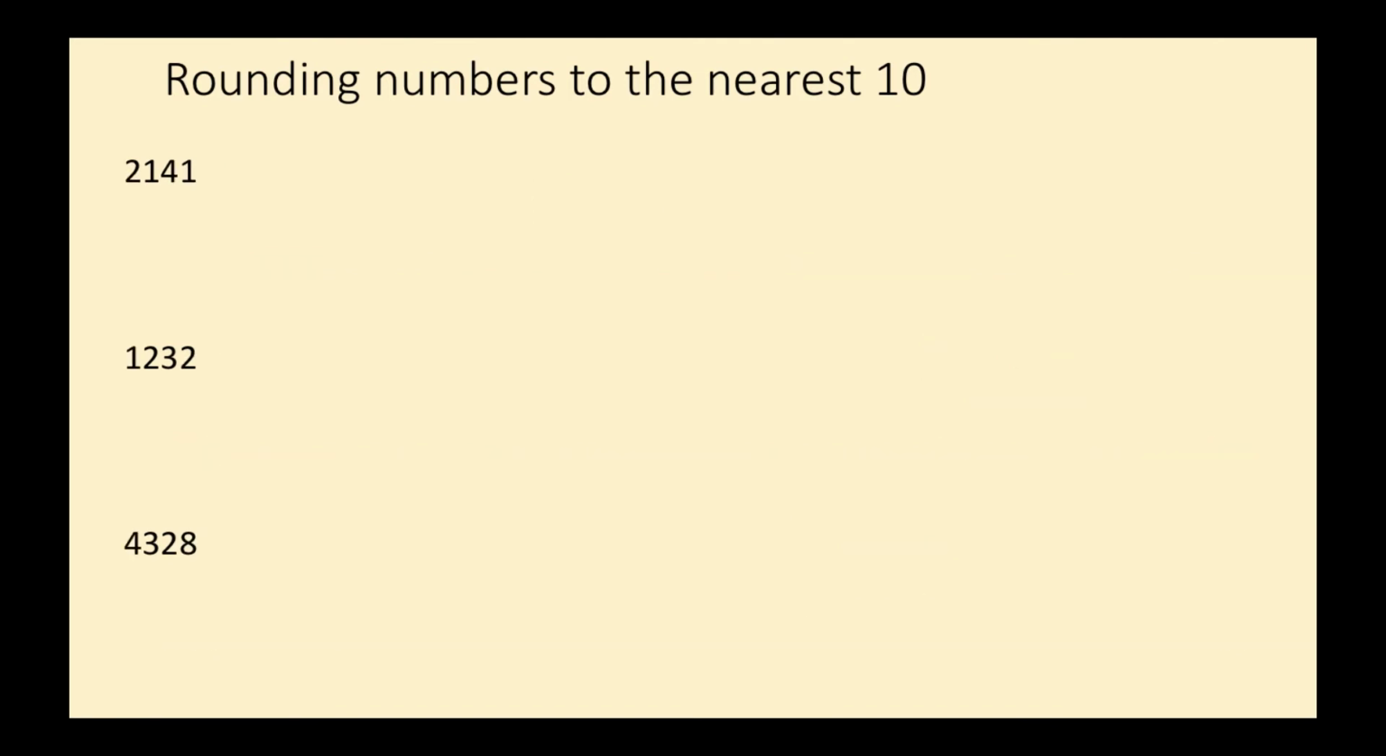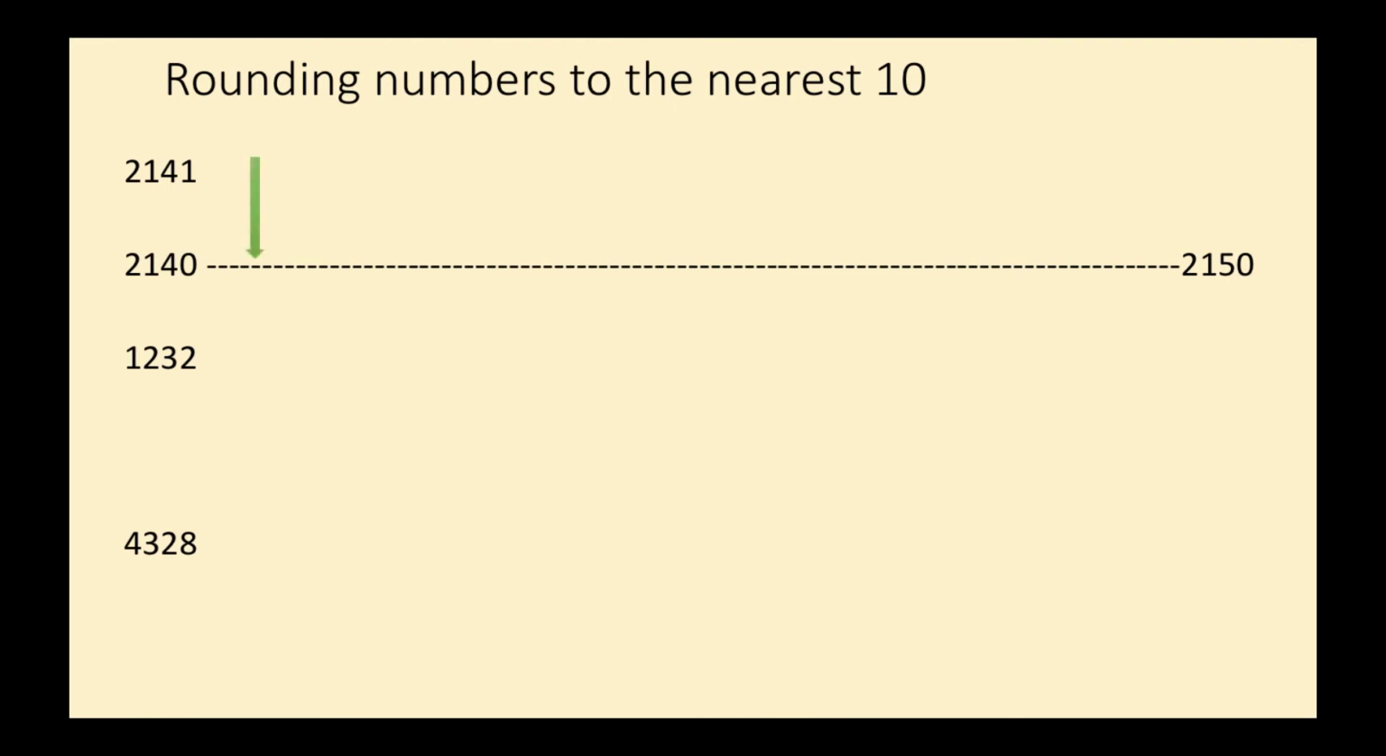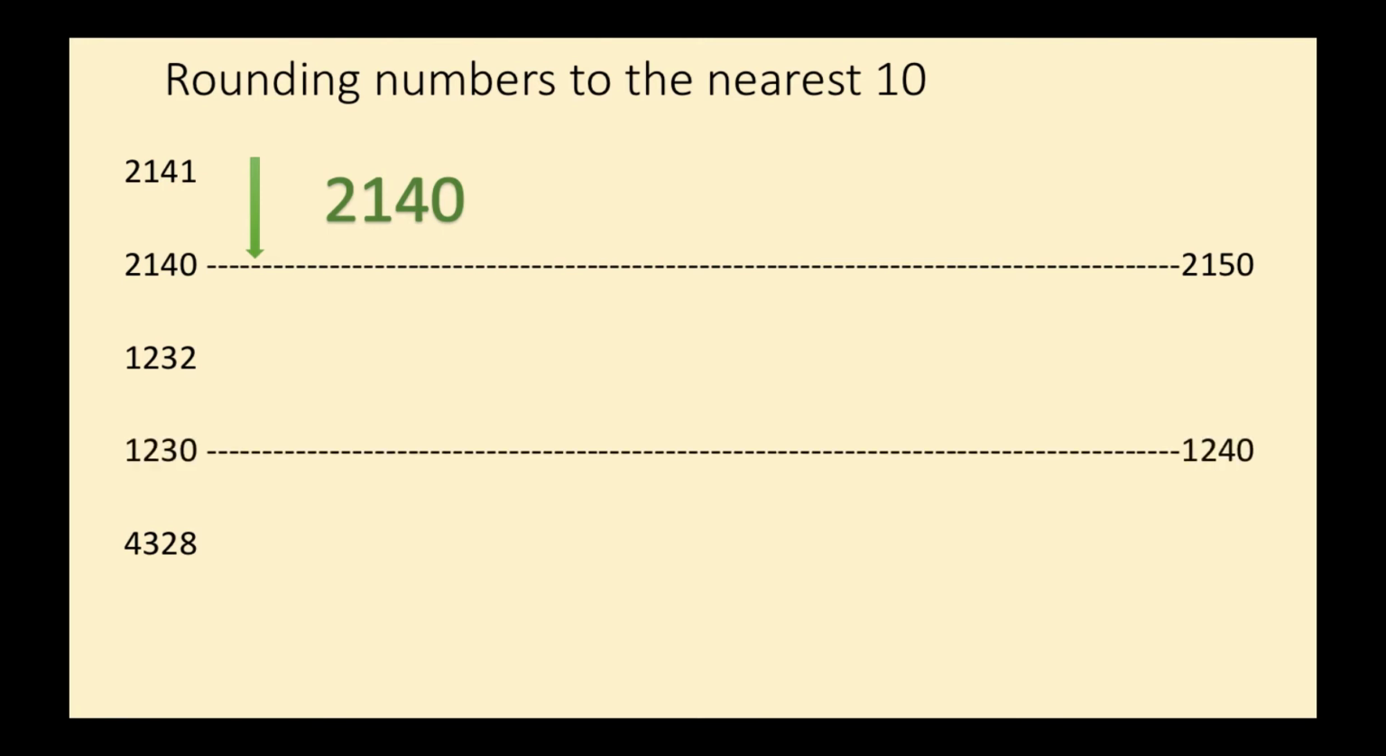Okay, what about rounding these numbers to the nearest 10 then? Again, this says now 2,141, so we're only looking at the 41 bit. So it must be between 2,140 and 2,150. Well, it's only 41, so we know it's really close to the beginning, so we must round it to 2,140. 1,232 must lie between 1,230 and 1,240. And again, 1,232 must be fairly close to the beginning, so we must round it to 1,230.